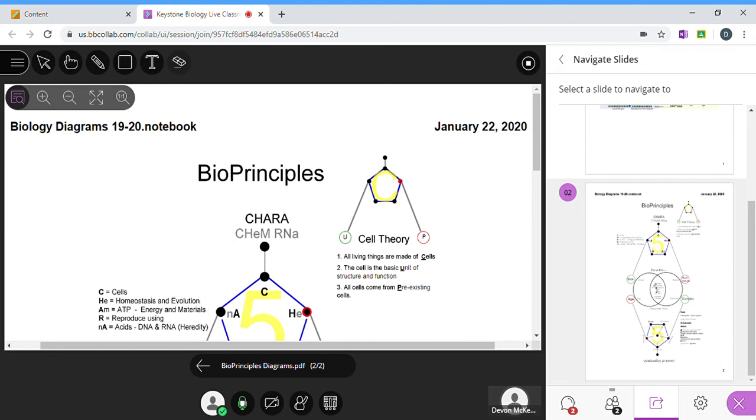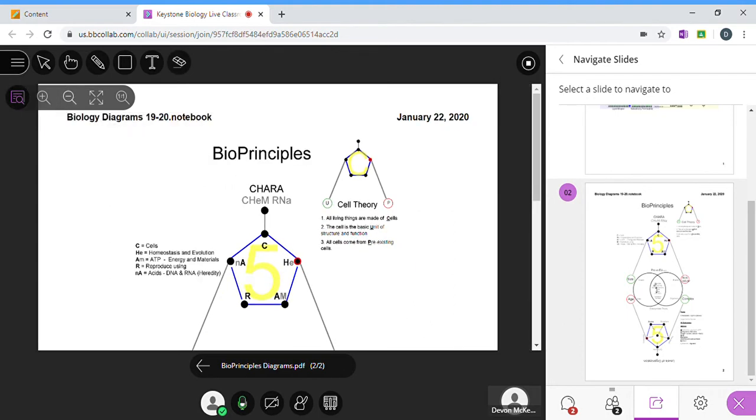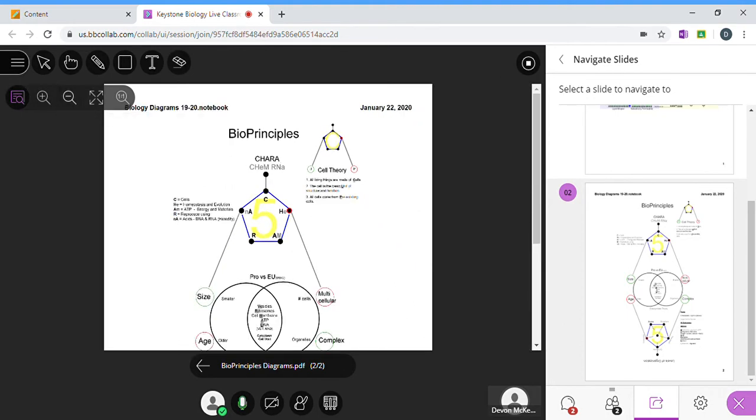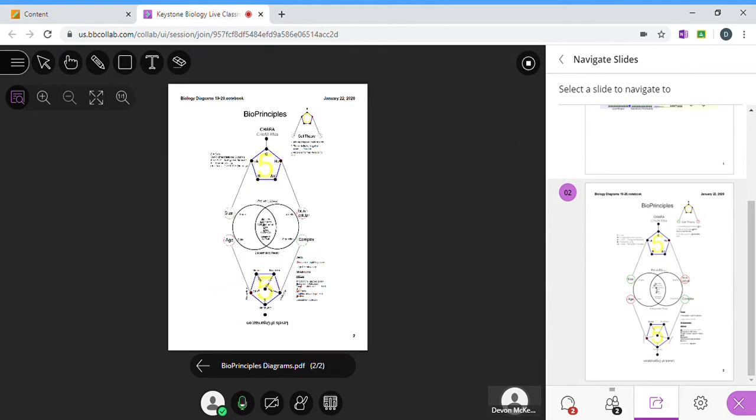All right, hey, good morning and welcome to Biology Live Classroom. Today's topic is going to be BioPrinciples, and we're going to review the BioPrinciples diagram. The BioPrinciples diagram is in front of us right now, and if I zoom out, we can see the whole thing, kind of get a look at where we're going to go.